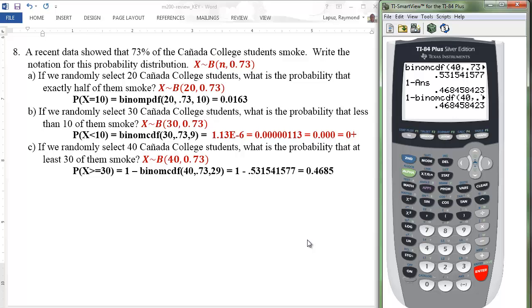Okay, so that takes care of the binomial distribution sets of problems, and that should be it for the review.